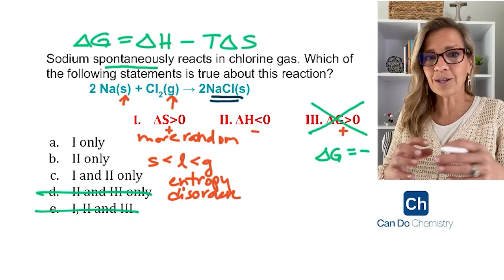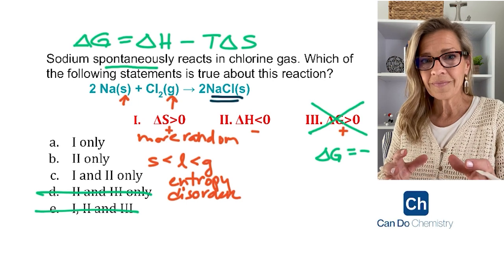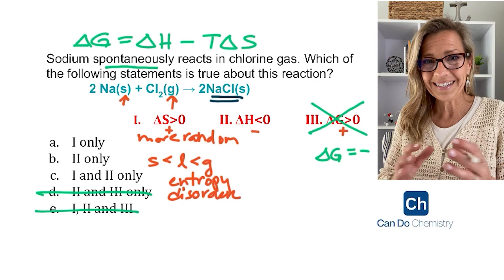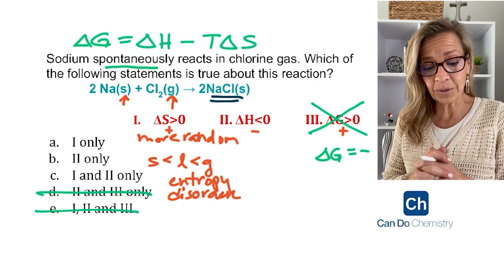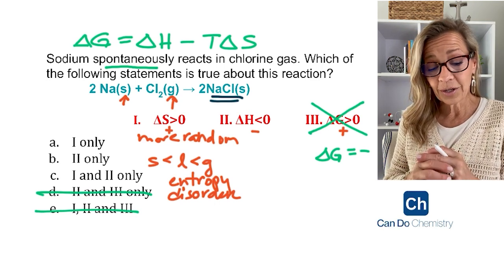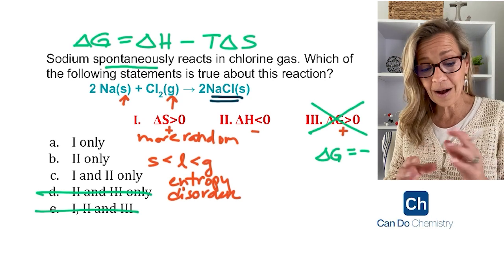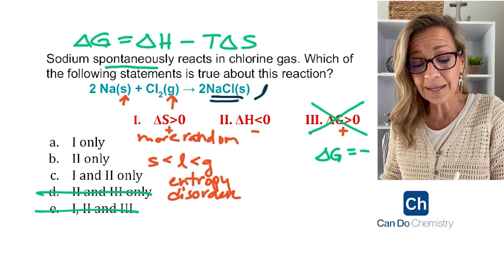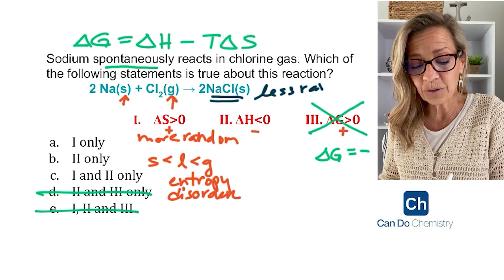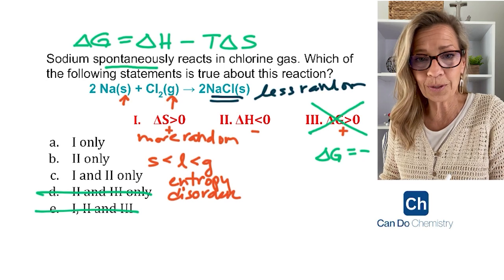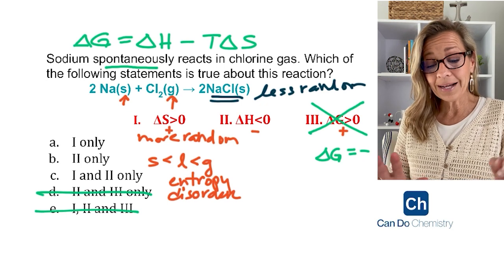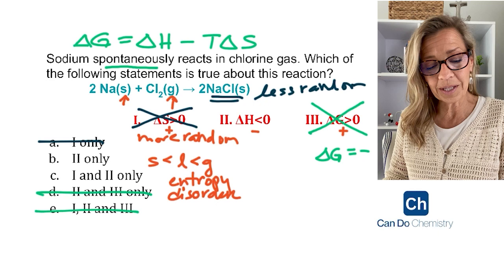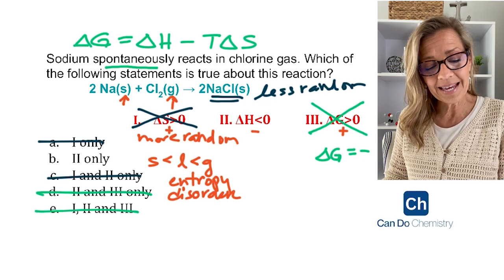I make a solid. What kind of solid? Crystal lattice. It's very orderly. Wow, it is very orderly. And so is it a positive delta S? Is it becoming more random? No, it's becoming less random, less orderly. Okay, so I just eliminated option 1, okay, which eliminates A and C.